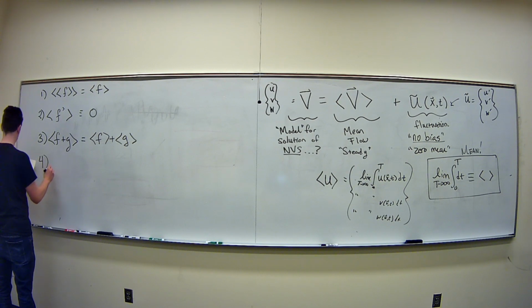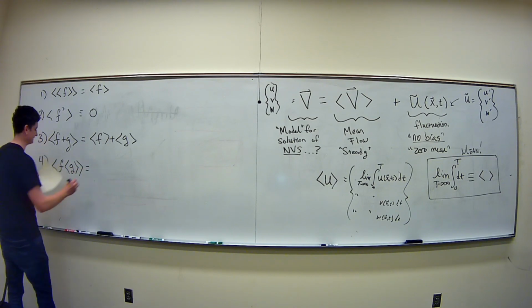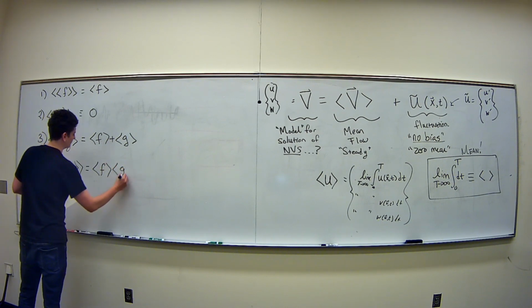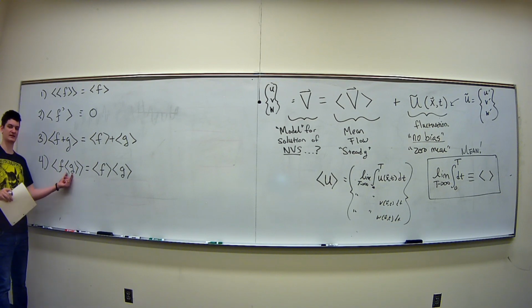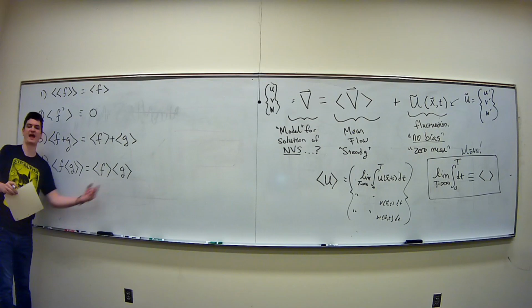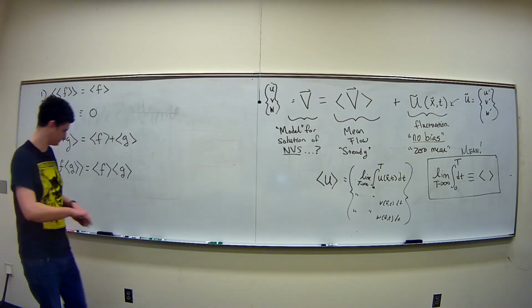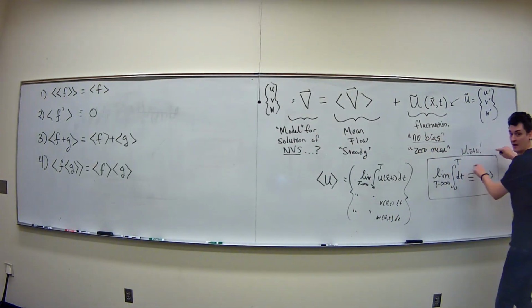What's another? This is an interesting one. This is equal. So if I have the average of the product of an average and a fluctuating part, it's just the product of those averages. That can be shown through the algebra, and all of this comes from the definition.